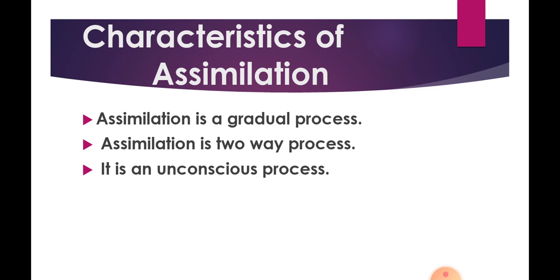Then I will discuss its characteristics. The first characteristic of assimilation is that it is a gradual process. It means it does not happen rapidly. It takes time because when two groups come together, their cultures come together, they come in contact with one another. They have to learn each other's way of life. Then they have to practice that. It takes time.